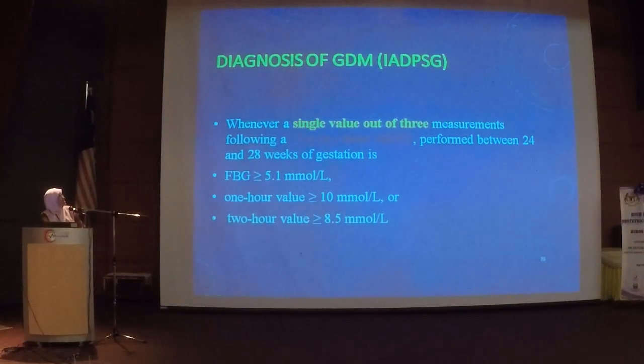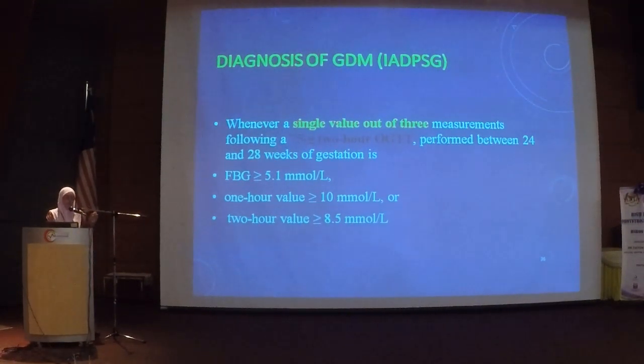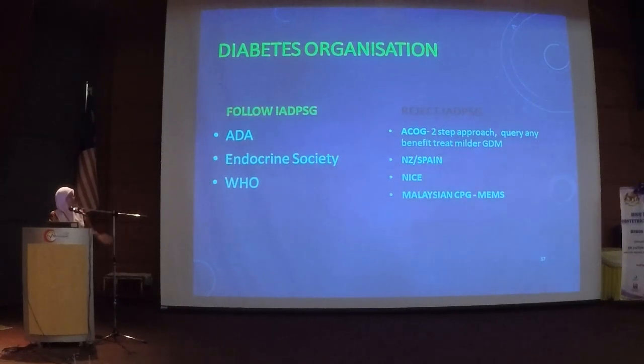Right, so for diagnosis of GDM using the IADPSG, I'll show you the 2 or 3 different criteria. So a single value. You have seen the graph just now, right? You can see that it's going up simultaneously. The level of sugars at fasting, 1 hour, 2 hours, everything is rising. So it states that a single value out of 3 measurements, either fasting, 1 or 2 hours, performed between 24 to 28 weeks of gestation, and higher than that value is considered to be diabetes in pregnancy, GDM. So they took levels of fasting at about 5, 1 hour of 10, and 2 hours more than 8.5. There are a few organizations which follow, like ADA, Endo Society, and WHO. There were a few who reject, like the American College of Gynecology and a few countries. And Malaysia is half-half. Half from IADPSG, half from NICE.